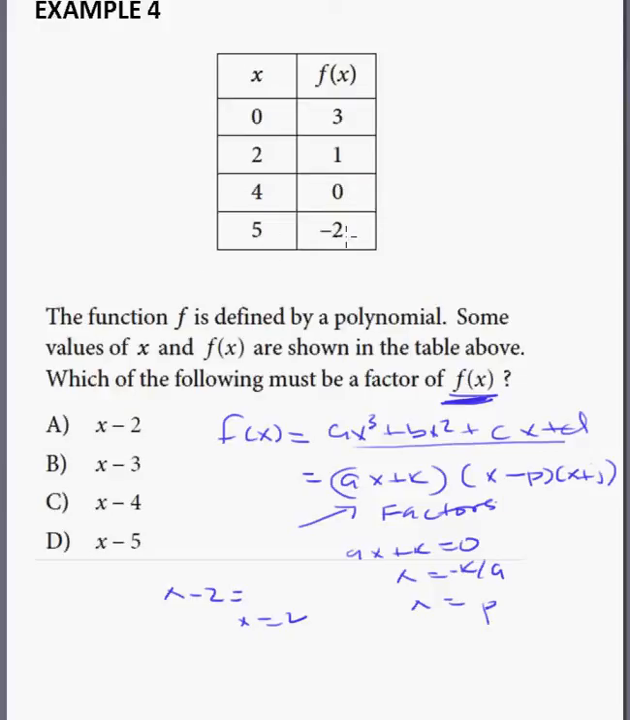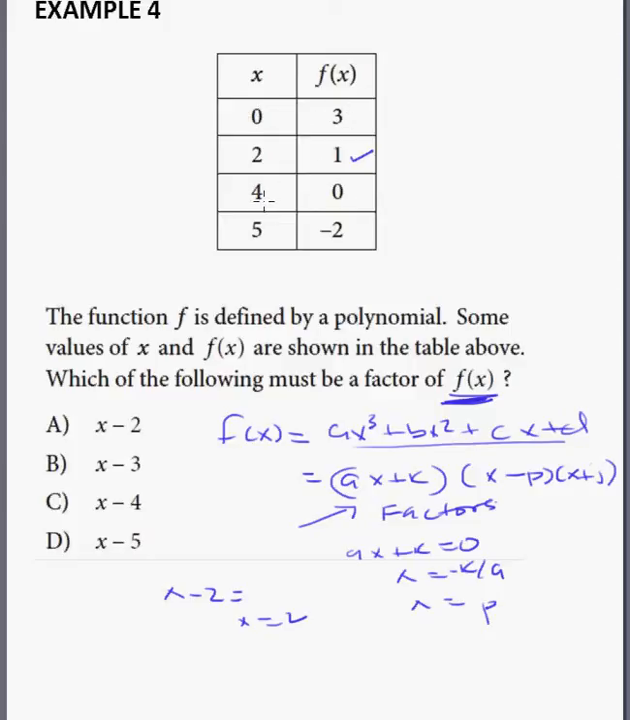All right? So let's come back here. When x equal to 2, f of x equal to 1. That means it is not a factor. If it is not a factor, that means you get a remainder. In essence, when you plug in x equal to 2, you get a remainder of 1. When x equal to 0, you get a remainder of 3. When x equal to 2, you get 1.